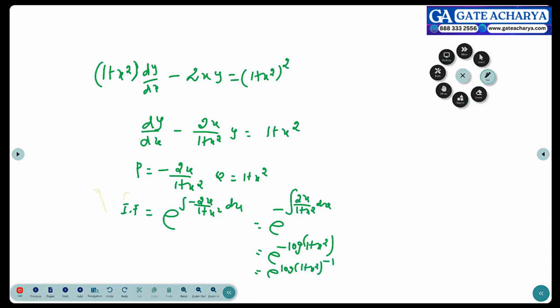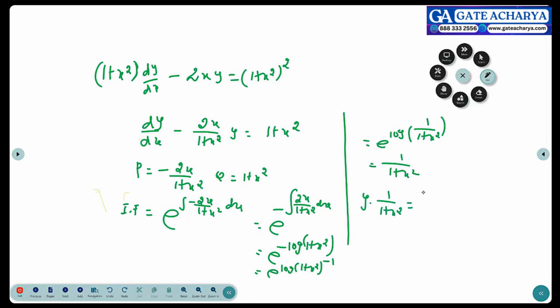And still it is e power log of this, it can be written as 1 by 1 plus x square. E power log something is something. Therefore, the integrating factor is 1 by 1 plus x square. Therefore, the solution is y into integrating factor 1 by 1 plus x square is equal to integral q. Q is 1 plus x square into integrating factor is always 1 plus x square into dx.